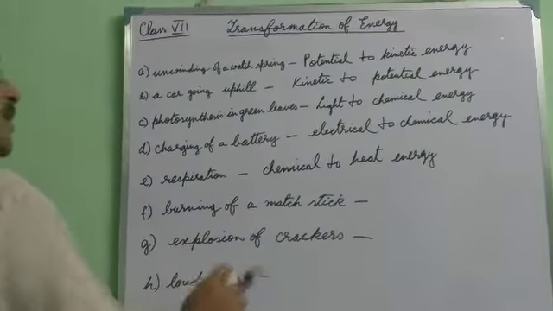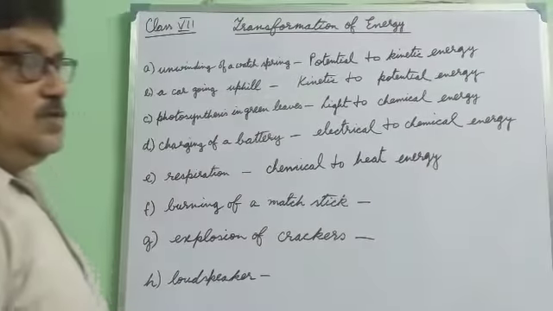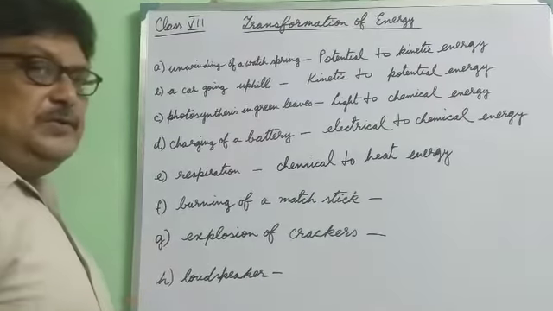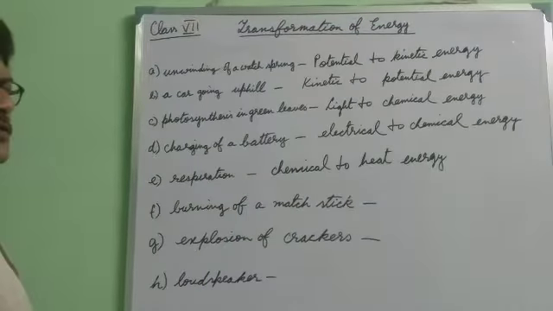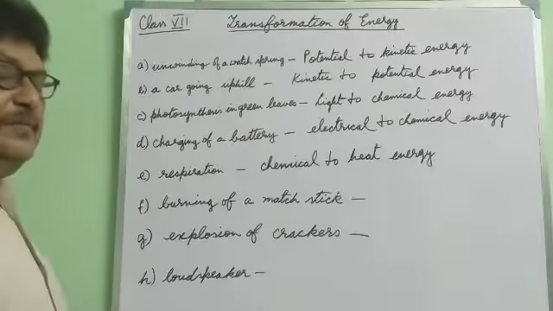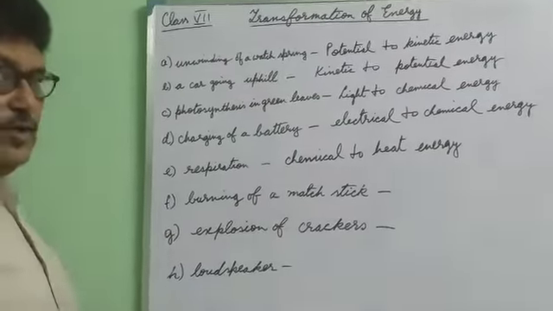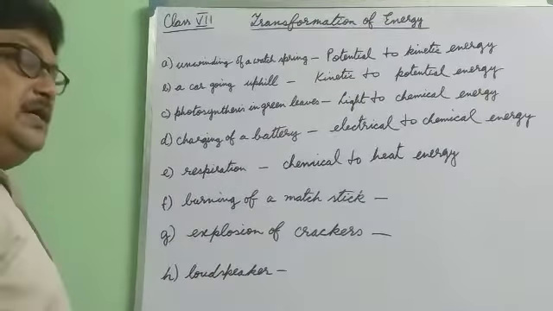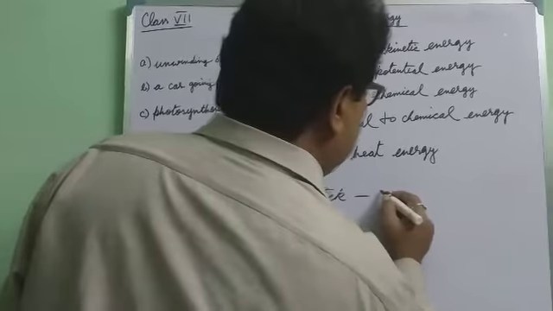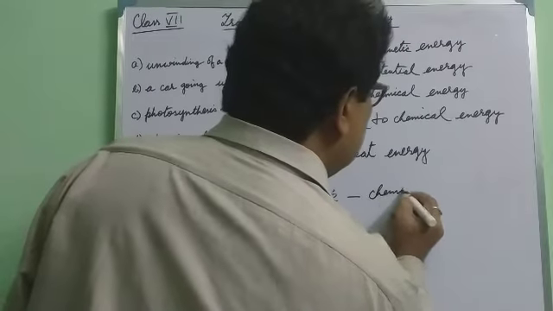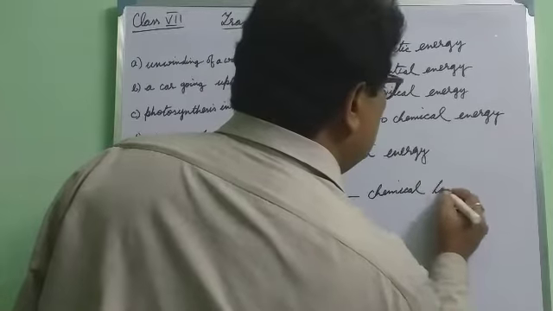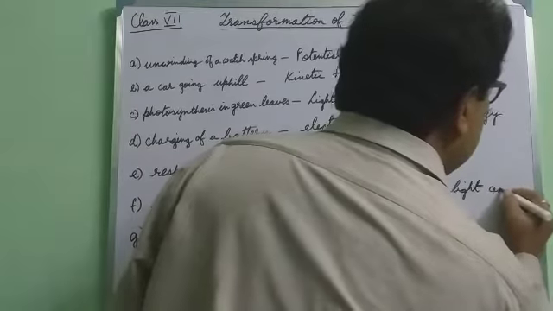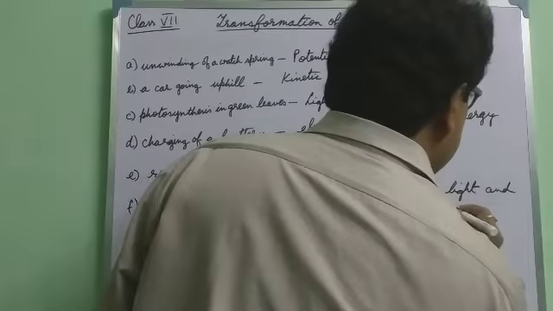Next one, burning of a matchstick. When you burn a matchstick, there is chemical energy. Now when the stick burns, heat is produced. So it is chemical energy to heat energy. And at the same time, some amount of light energy is also produced. But the main transformation of energy is chemical energy to heat energy. You can also write chemical to light and heat energy.